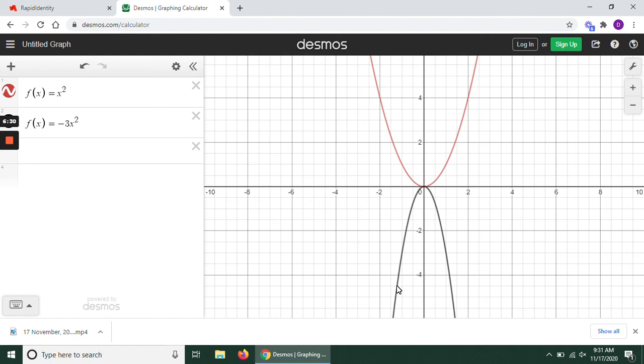Okay? The -3 that is applied to the outside of the function is saying that the red graph was stretched vertically by a factor of 3 and reflected over the x-axis. Alright? That's what the -3 is saying to us. Alright?